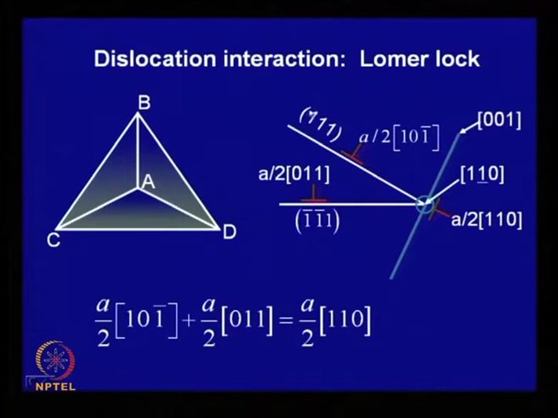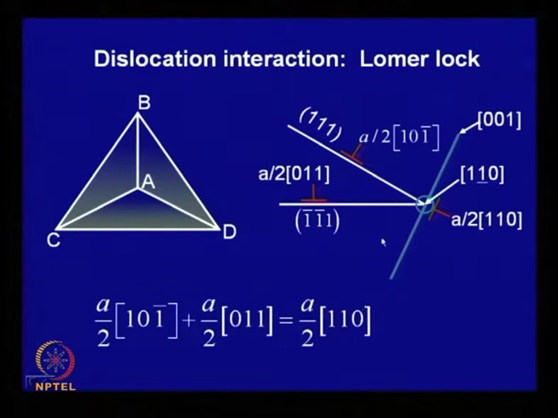Now, let us revisit that Lomer lock. We considered the formation of a Lomer lock when two dislocations moving on intersecting slip planes join together along the line of intersection. In that case, a certain type of dislocation reaction can take place, which is shown over here. This is accompanied by a reduction in energy, because the Burgers vector squared is a squared over 2 for each, and if you add the two, it is a squared, whereas the product dislocation energy is a squared over 2.